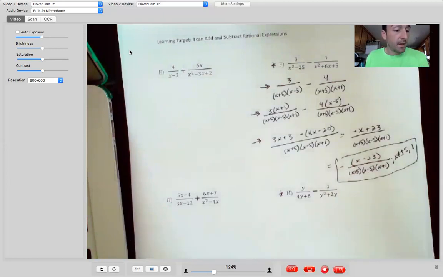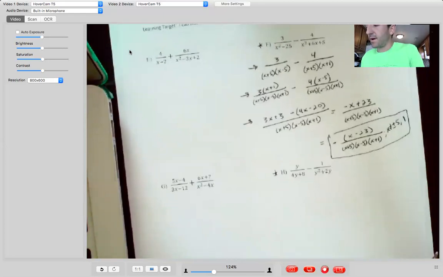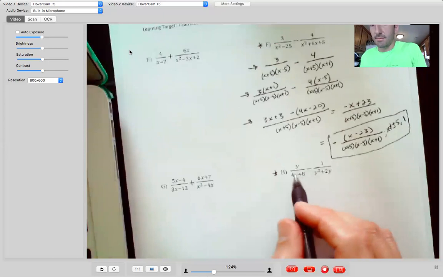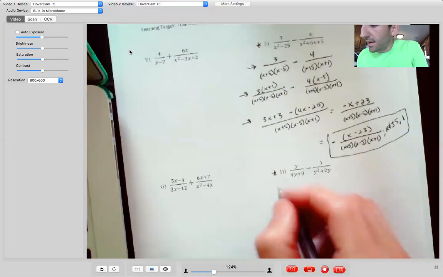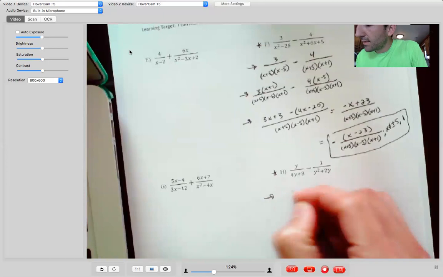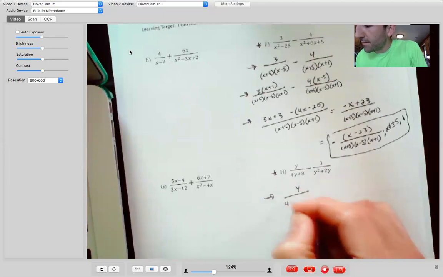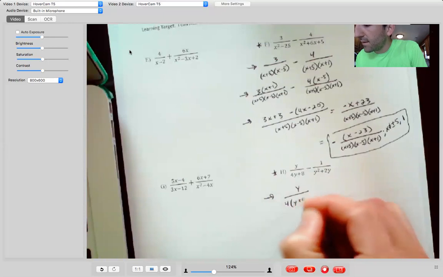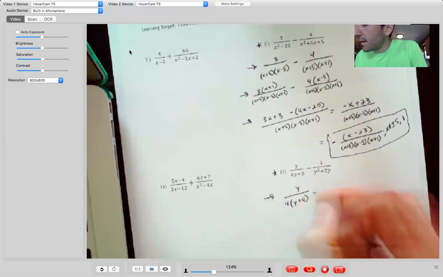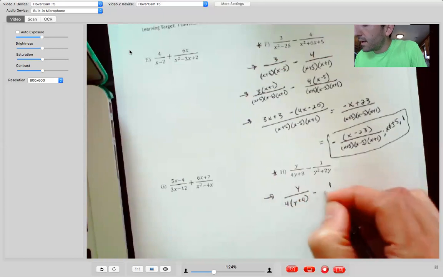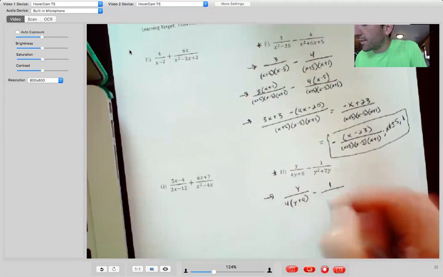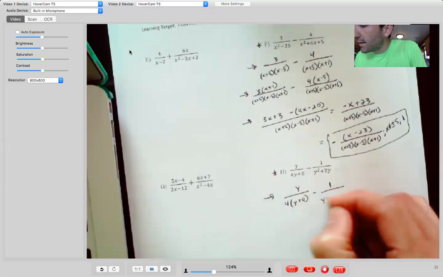negative 1. All right, and then the last one I'm going to show for this is example H. So again, start with that same step, factor out our denominators. So rewrite this as y over 4 times the quantity y plus 4 minus 1 over y times the quantity y plus 2.